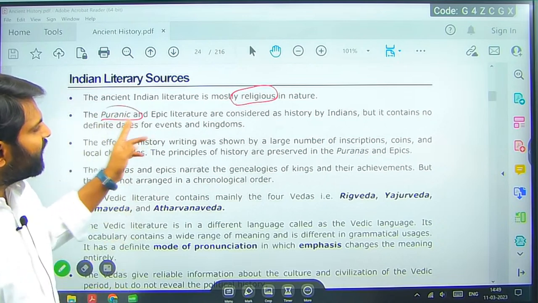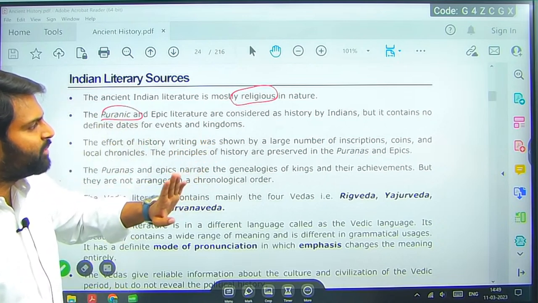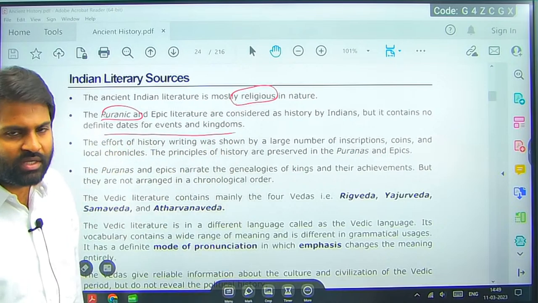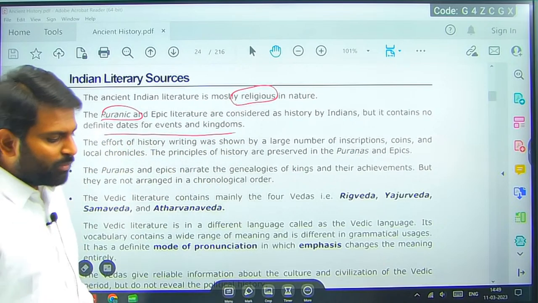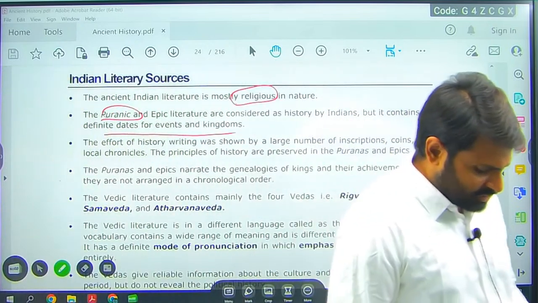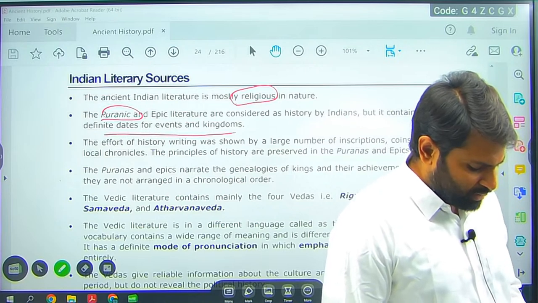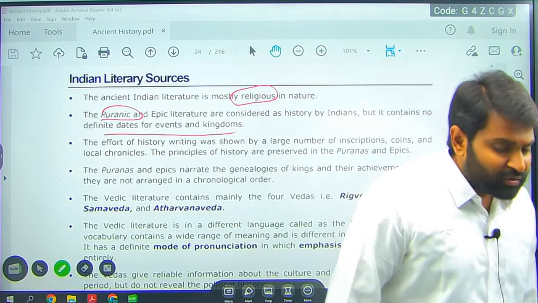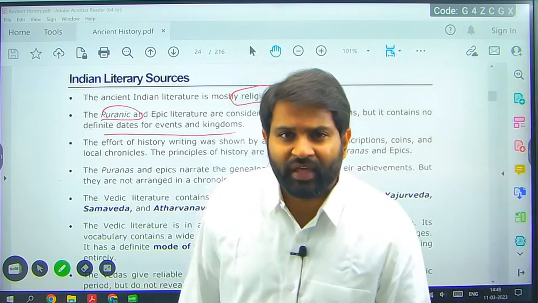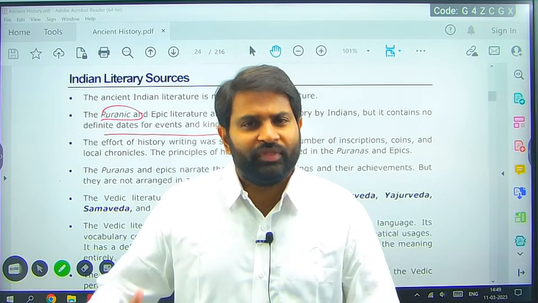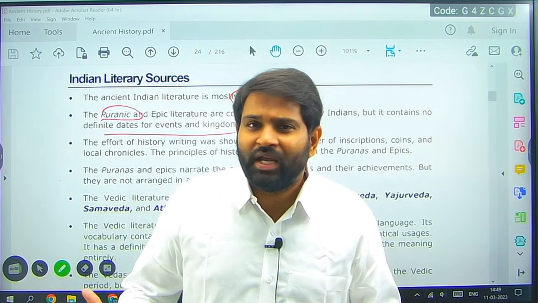The Puranic and epic literatures are considered as history by Indians, but they contain no definite dates or events in the kingdoms. There is one problem: the modern date system, which was introduced by the British, is not available in those. Normally, if you try to measure the land with the scale now, it is very difficult. So then we used to have the Indian calendar.